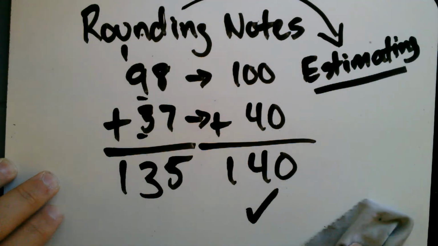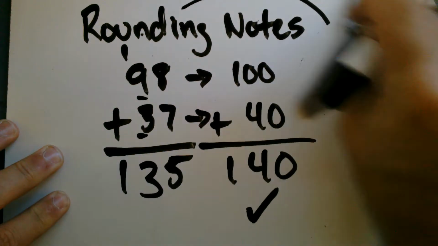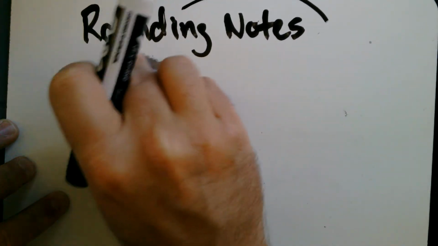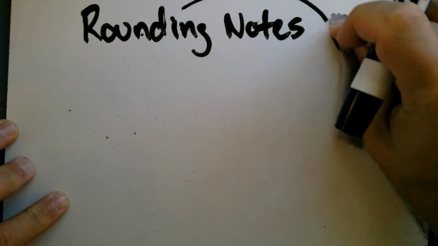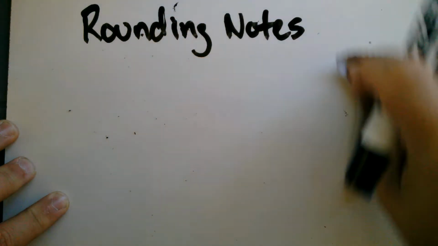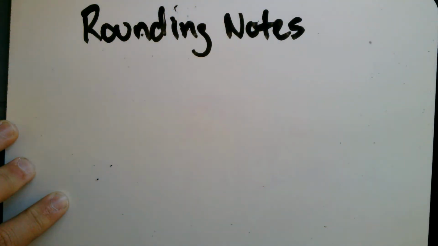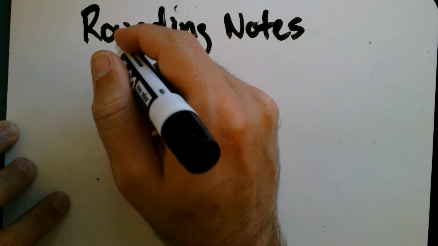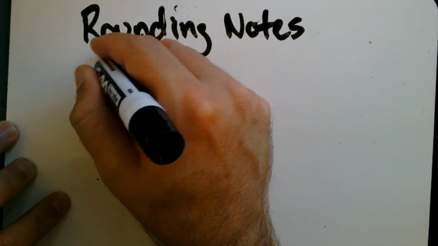All right, so hopefully you've got that written in your notes. Now let's take a look at exactly how we round or estimate and how we're going to do that with decimals, because that's our objective today. Our objective is to round or estimate with decimals.